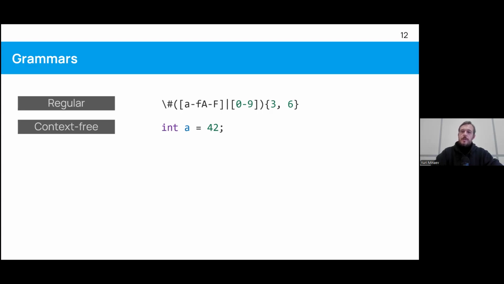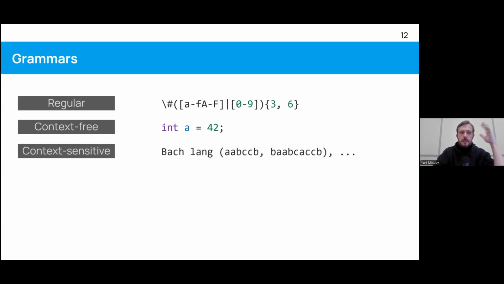Context-free grammars incorporate regular grammars as a subset. Also, we have context-sensitive grammars. It's like a back language, for example, when you're dealing with strings where every letter repeats the same number of times. Like if you have one A in one word, you will have one A in the other words, and so on.